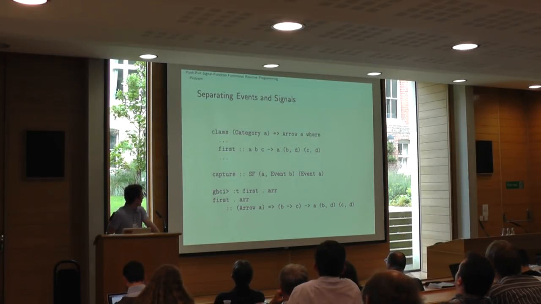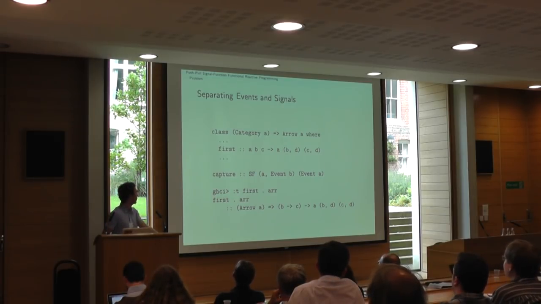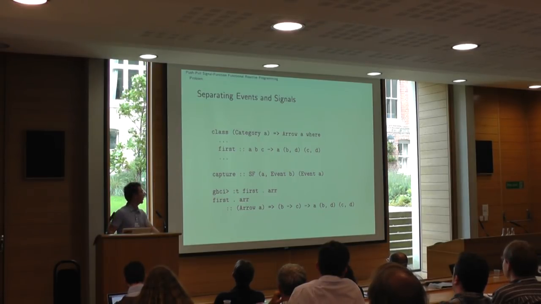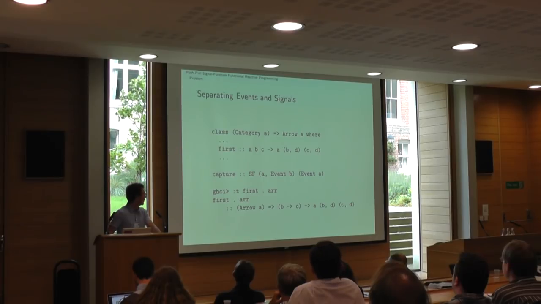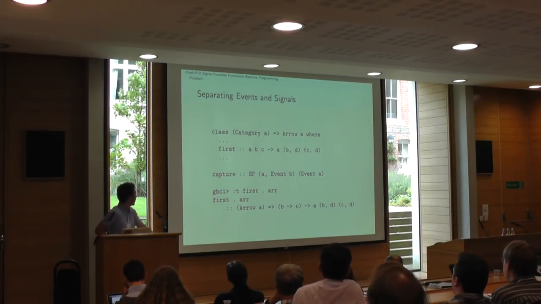So this would be an example of some of the combinators you have. You have the first combinator from arrow, and then capture is a signal function combinator, which will simply, whenever there's an event occurrence on the input on the right, produce an output event which carries the value of the signal at that instant.